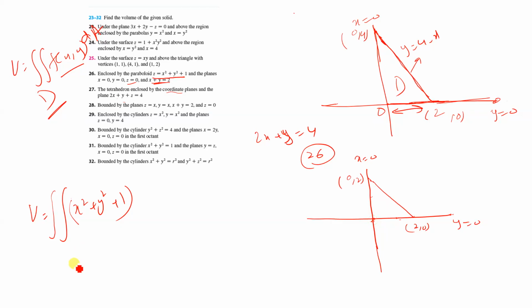And again, we can see that x varies from 0 to 2 and y varies from 0 to this line, and this line is x plus y is equal to 2. So y along this line is 2 minus x. So we can write 0 to 2 minus x, dy dx. And integrate it yourself to find the volume. So do it yourself.